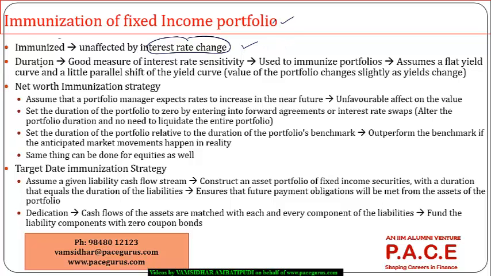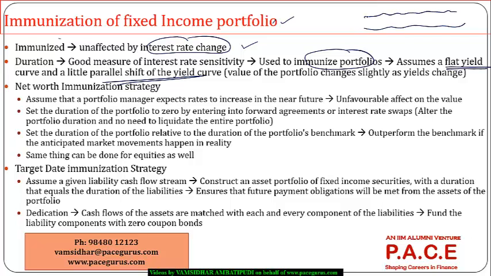So duration is treated as one of the good measures of the interest rate sensitivity, which is used to immunize the portfolios. But a few things that we really need to keep in mind when we are using duration for immunizing portfolios is it assumes a flat yield curve, meaning the yield curve does not keep changing with time. The interest rates are constant over a period of time, and a very small shift in the yield curve.